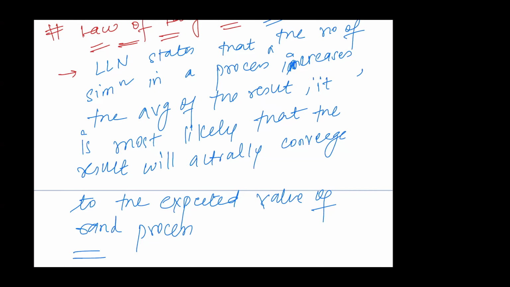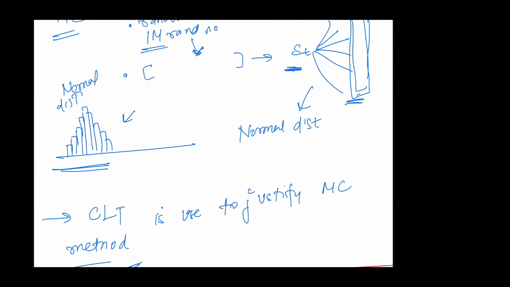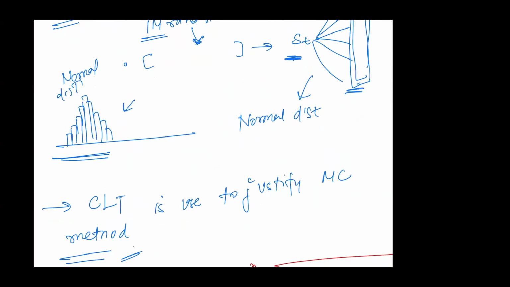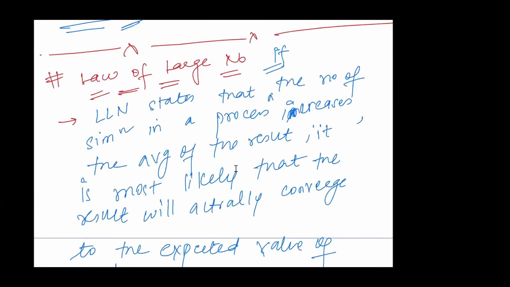These two concepts of statistics, the law of large numbers and the central limit theorem, are very essential for Monte Carlo. Okay, did you understand it?